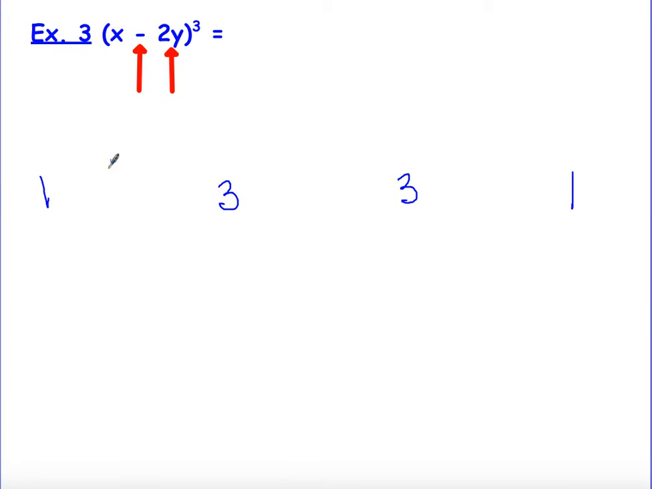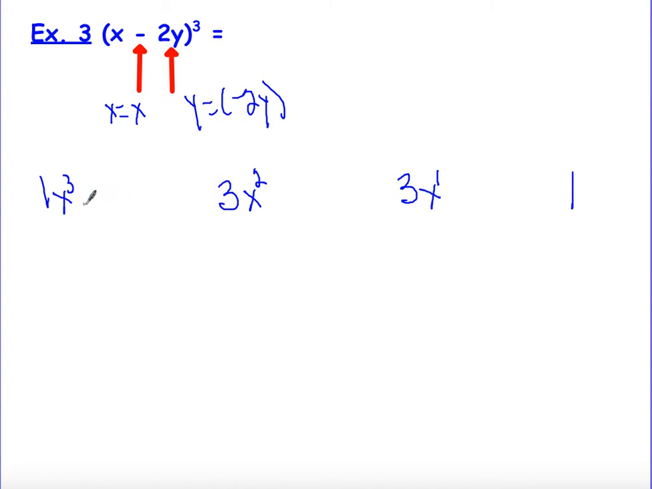Well, so I have x to the 3rd. So far this hasn't changed. We have x to the 3rd, x to the 2nd, x to the 1st, and then x to the 0, which is 1. Now, I don't have a y here. I have a negative 2y. Okay, so what I'm going to do is this. I'm going to say my x is x, and then my y is negative 2y. Because now watch what happens.